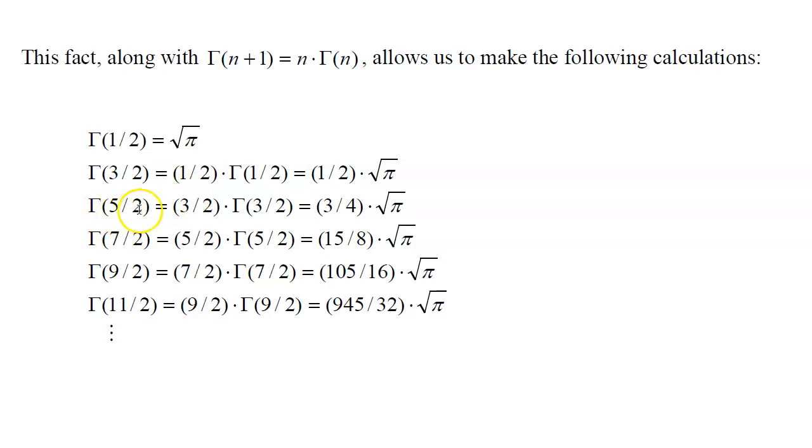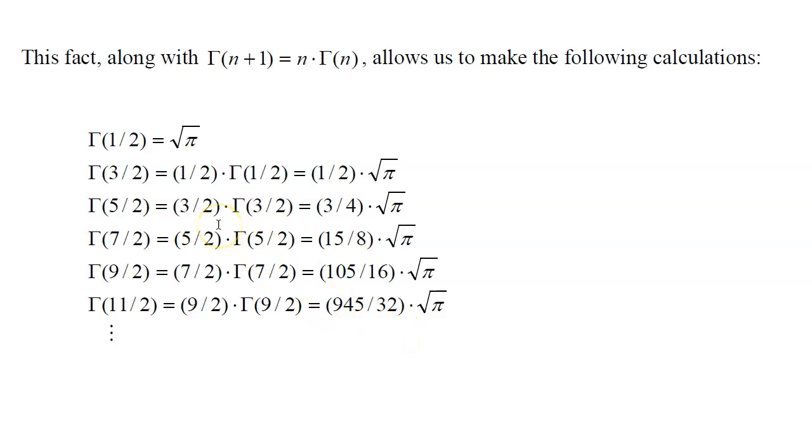Now gamma of 5/2 ends up being 3/2 times gamma of 3/2, right? If you let n be 3/2 in this formula, this would say gamma of 5/2 equals 3/2 times gamma of 3/2. But what's gamma of 3/2? Well, we just found that. Gamma of 3/2 was 1/2 the square root of pi. So we have 3/4 times the square root of pi. Gamma of 7/2 is 5/2 times gamma of 5/2, but what is gamma of 5/2? We just found this. So notice we get these formulas for gamma of the half-integers.